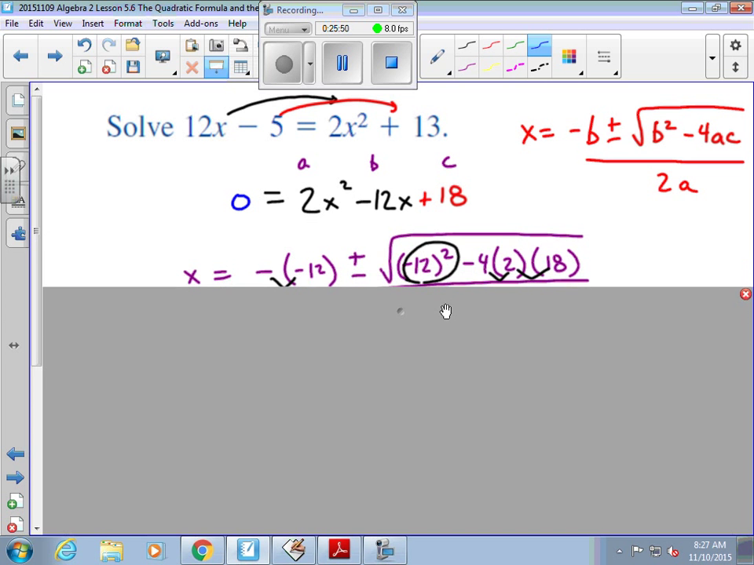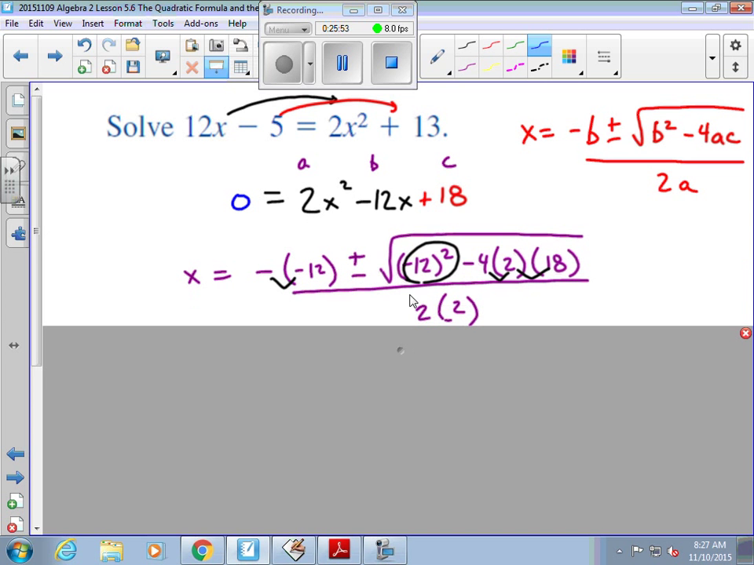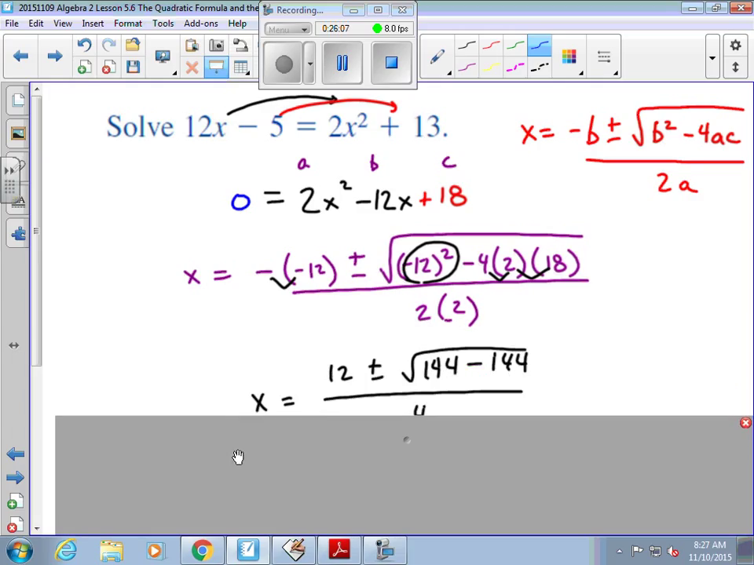So x is equal to negative 12 plus or minus the square root of negative 12 squared minus 4 times 2 times 18, over 2 times a, 2 times 2. So negative 12 gives you a positive 12, plus or minus negative 12 squared is positive 144. Negative 4 times 2 is negative 8. Negative 8 times 18 is negative 144. So under the radical, you have 144 minus 144, over 2 times 2 is 4.